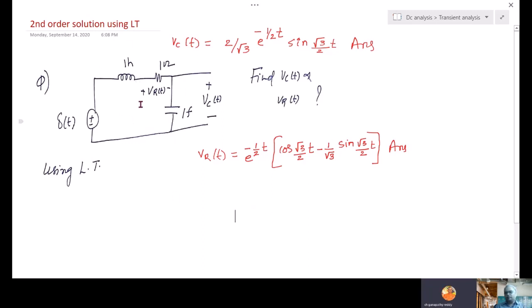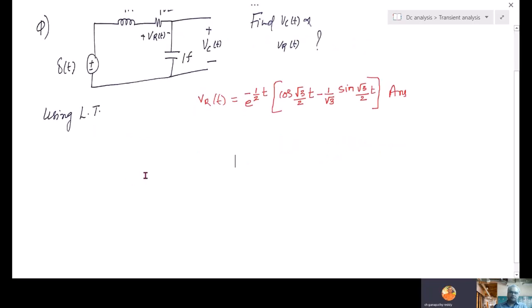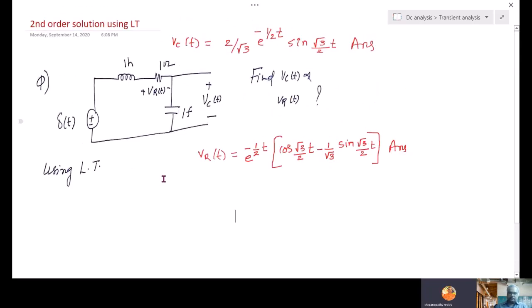So this is another problem. Input is impulse; inductor, resistor, capacitor are all in series. Here VR of t, VC of t. So find VC of t and VR of t using Laplace transform. So again, application of Laplace.